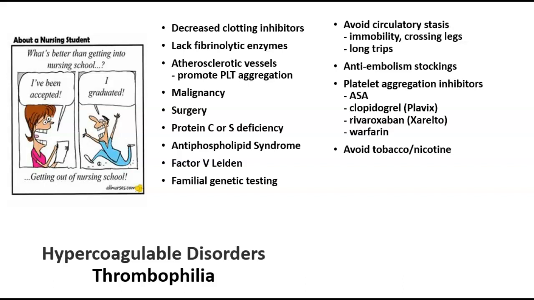So how do we prevent blood clots? Well, we avoid circulatory stasis, right? So we don't want people sitting for long times. We don't want people crossing their legs. We use the anti-embolism stockings. Medications here include aspirin, clopidogrel, Xarelto or rivaroxaban, and warfarin. And of course, avoiding tobacco and nicotine, as that is a vasoconstrictor.